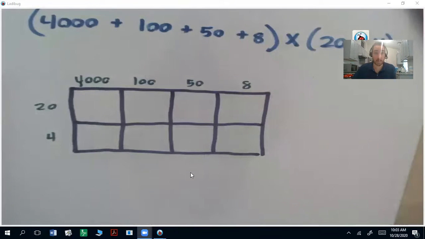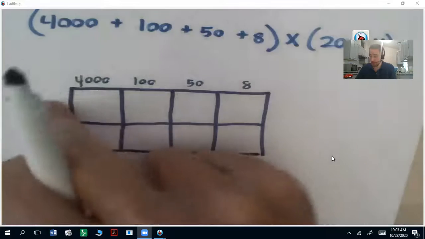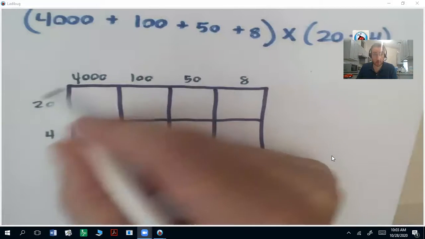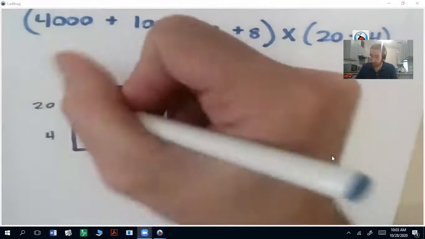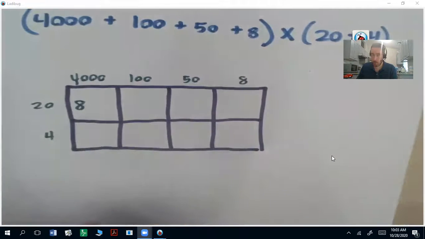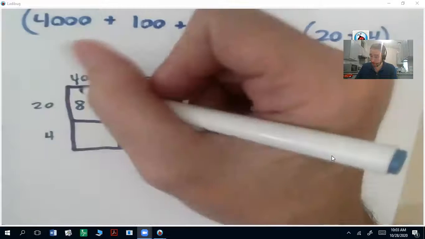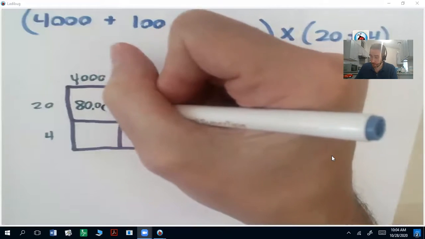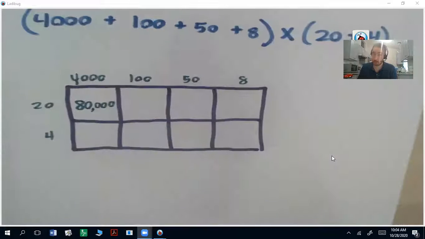So what we're going to multiply is, you think about it, these are all like zeros at the end. We just got to multiply 4 and 2, right? We know that's going to be 8. Well, how many zeros are there? 1, 2, 3, 4. So that's going to be 8,000. A lot of stinking zeros.